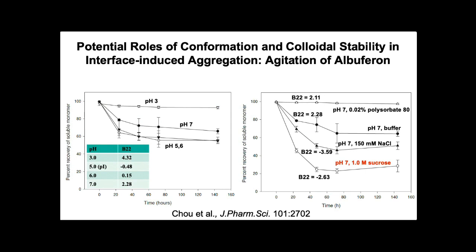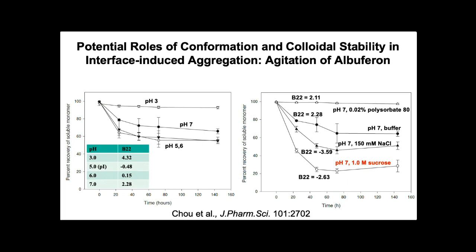And looking at the roles of conformational and colloidal stability on agitation-induced aggregation of a protein. And in this study, the protein was agitated and recovery of monomer was a measurement of aggregation. So as monomer levels go down, we're losing protein to aggregate. So at pH 7, there's a modest loss of protein to aggregates. At pH 3, this is almost completely inhibited during agitation. And at 5 and 6, you get a little bit more aggregation.